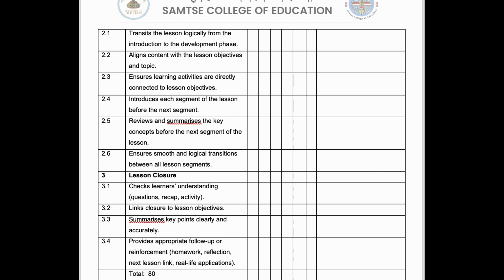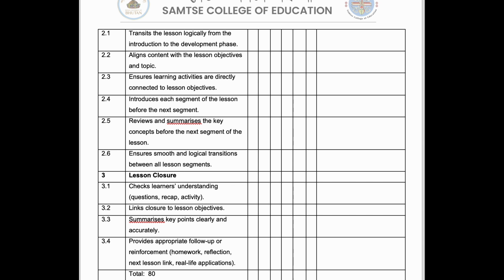So let's get into the lesson closure. An effective lesson closure first checks learners' understanding. This can be done through questioning, a short recap, or a quick activity. The goal is to determine whether the learners have achieved the lesson objectives.